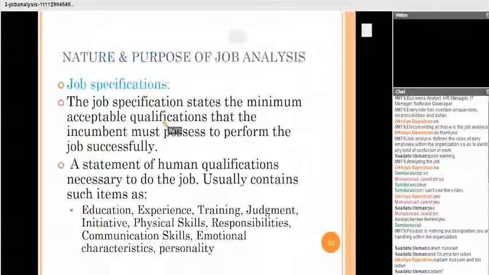Then job specification. The job specification states the minimum acceptable qualification that the incumbent must possess to perform the job successfully. A statement of human qualification necessary to do the job usually contains such items as education, experience, training, judgment, initiative, physical skills, responsibilities, communication skills, emotional characteristics, and personality.